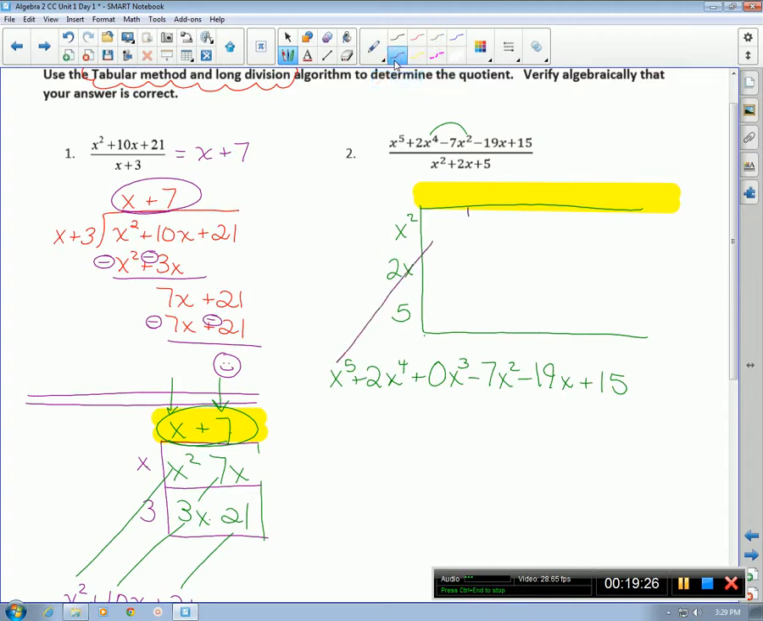From this square, I'm going to put my x to the 5th in there. And this is the next value. You can start right away. X squared times what gives you x to the 5th? And that is x to the 3rd. Now I can complete the column using tabular multiplication.